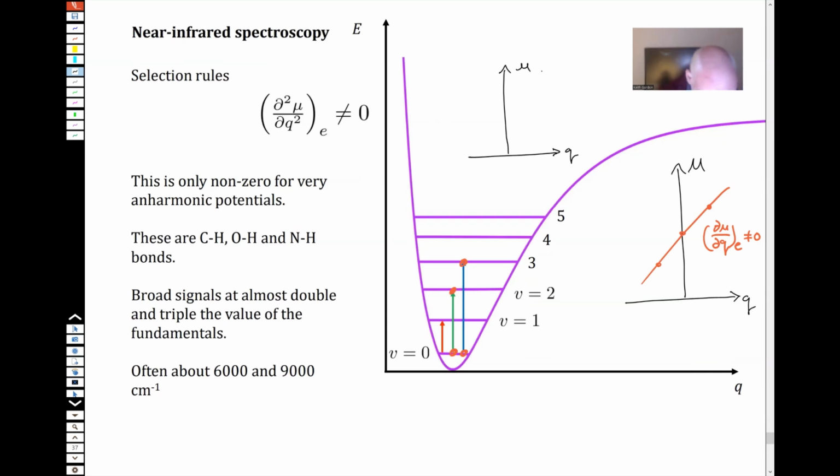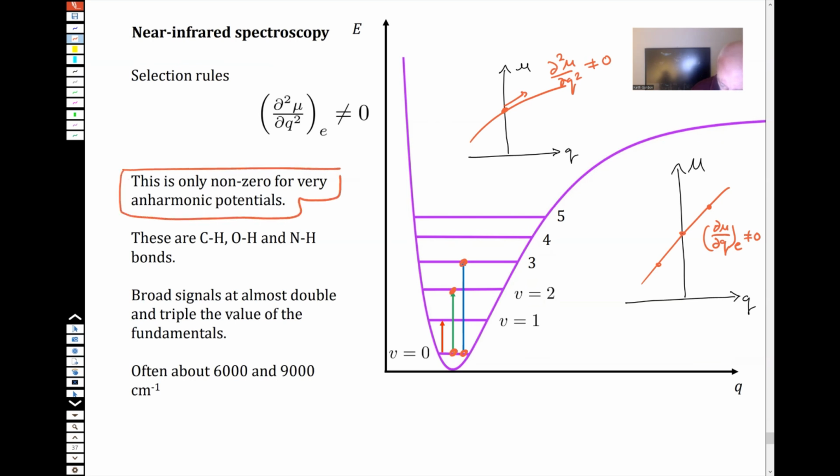So that plot that I've got there has to look a bit more like this. So the second derivative, d squared mu by dq squared, can be non-zero. And it's going to be small. It's always going to be small. But it turns out that it's only really appreciably non-zero if you have very anharmonic potentials.